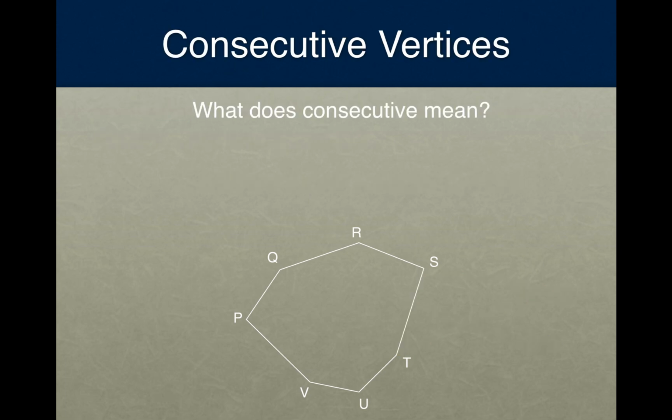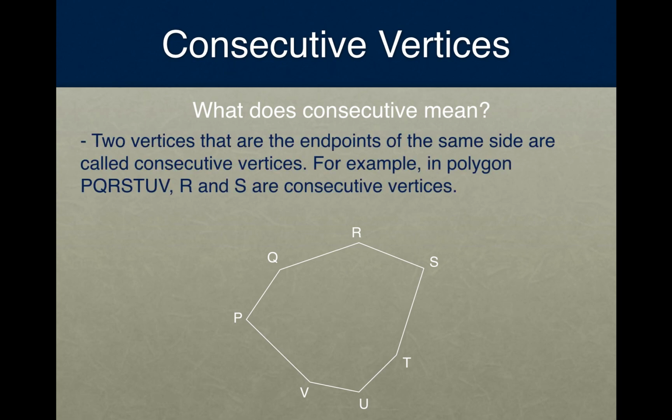What does consecutive mean? We're talking about consecutive vertices. Two vertices that are the endpoints of the same side are called consecutive vertices. So let's see, if we're looking at this side right here, side ST, my endpoints of ST are vertex S and vertex T. So that means vertex S and vertex T are consecutive vertices. They are next to each other.